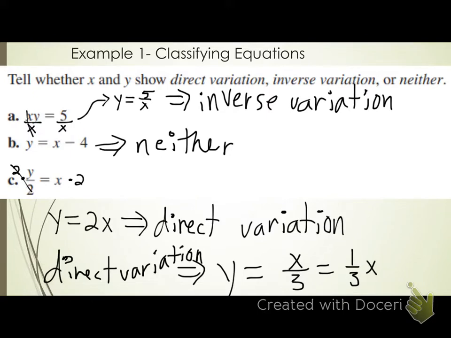So if I have x over 3, that's the same thing as doing 1/3 times x. Because if we use our rule for multiplying fractions, x as a fraction is x over 1. Multiplying straight across, what's 1 times x? 1x, or just x. What's 3 times 1? 3. Does that help make sense? So just be aware of that. If you've got x over a number, it's like that fraction being multiplied by x. So that'd be direct variation. Okay? Questions on example 1?